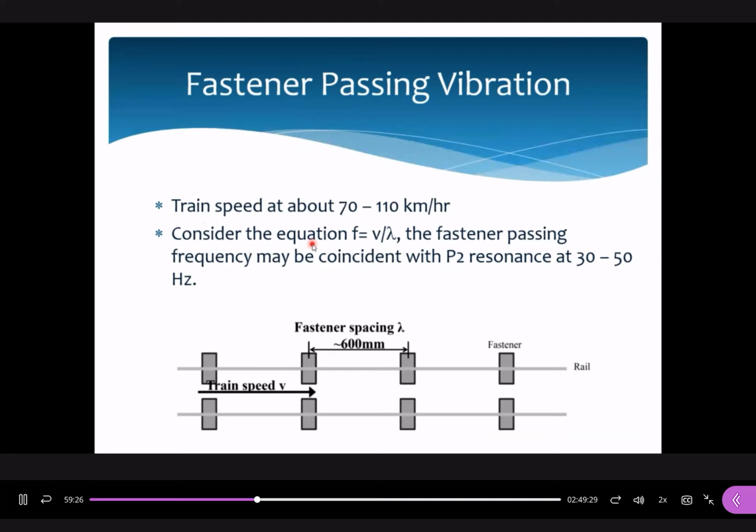Okay, because for the metro train, the speed is about 70 to 110 km per hour. When we consider this simple equation, f equals v divided by lambda, you consider P2 resonance occurs at about 30 to 50 hertz. What is lambda? Lambda is the distance between these two sleepers, which is about 600 millimeters. So when you change 70 km per hour into meters per second, you use 70 divided by 3.6, and we can calculate the speed in meters per second. And lambda here you can change to 0.6 meters. The result is within this range.